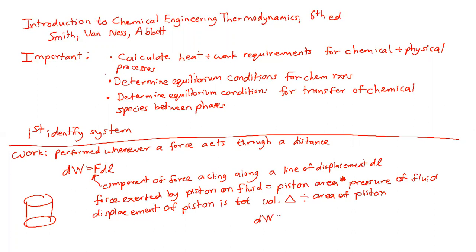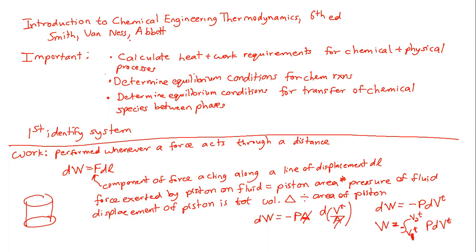So dW is going to equal negative pressure times area. We said that this is that force. It's the piston area times the pressure of the fluid times d of the volume divided by area to get the dl. Because we assume that A is constant here, these two are going to cancel out. And so we're going to end up with dW equals negative P dV total, or that the work is going to equal the negative of the integral from V1 total to V2 total of P dVt.